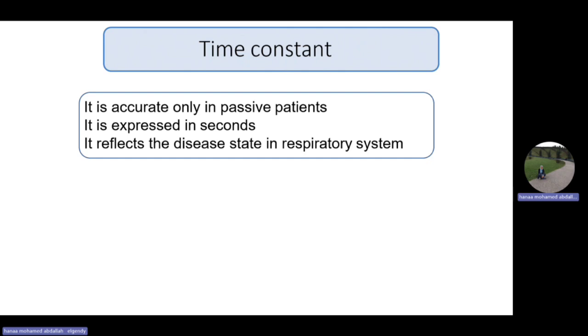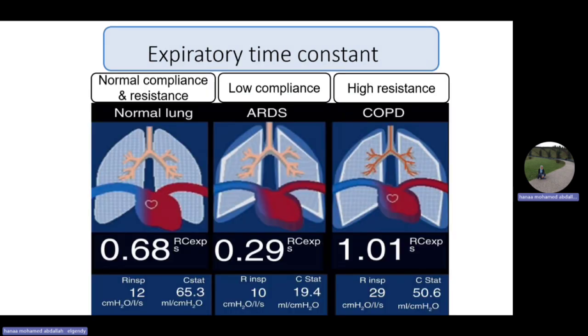The time constant is expressed in seconds. It reflects the disease state of the respiratory system. The importance of time constants in those patients is to determine the expiratory time. With normal compliance and resistance, if the resistance is around 10 to 20 and the compliance is 65, the expiratory time constant is 0.68. In low compliance patients, there will be a low expiratory time constant, while in COPD patients, there is a high expiratory time constant.